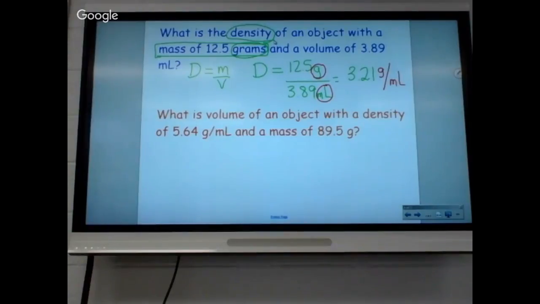Now, when I look at the second question that I wrote there, the units are going to work different. So write that one down. We'll talk about how that one's different.